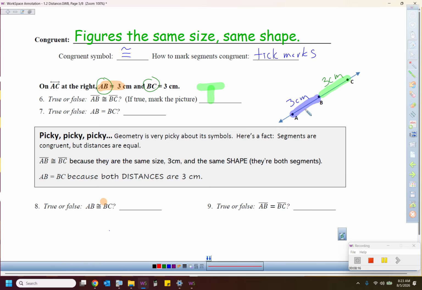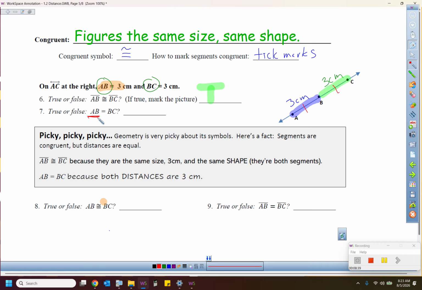We're going to go to roughly the center of that guy. It doesn't have to be perfect, but boom, boom, we'll mark those tick marks, meaning they are the same. Since I put one tick mark on him, I put the same amount of tick marks on this guy. If I was to have like one tick mark and two tick marks, those are now different than each other. So the tick marks mean that they are congruent to each other.